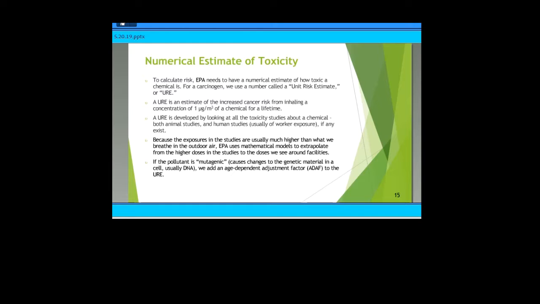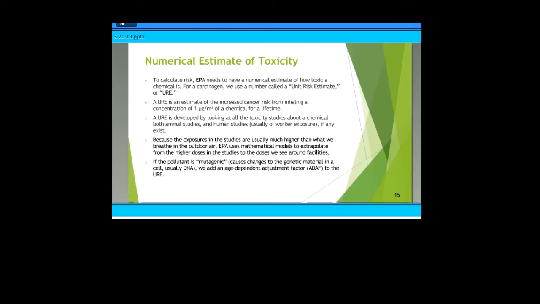Here's an important point that we always need to know, and is relevant for ethylene oxide: because exposures in the studies that we use, both the animal studies and the human studies, are usually much higher than what people breathe in the neighborhoods living around facilities, we have to use different mathematical models to extrapolate from those high doses that the animals are given and the higher doses that the humans unintentionally breathe in the worker studies, down to the lower doses that we see in the neighborhoods around the facilities. And so that's an important thing just to keep in mind.